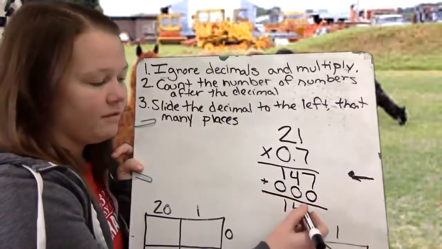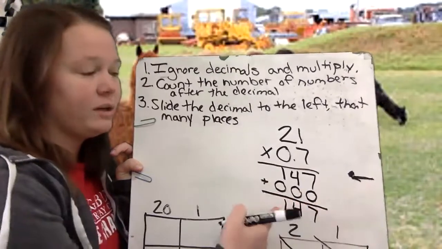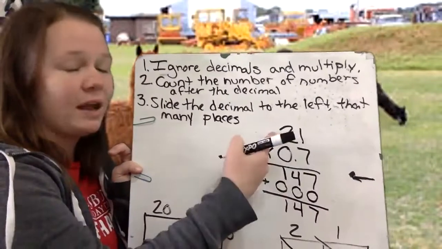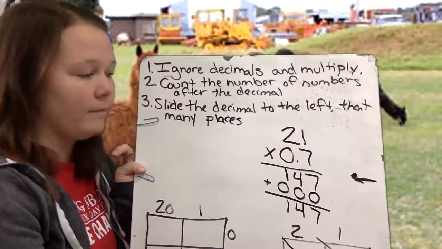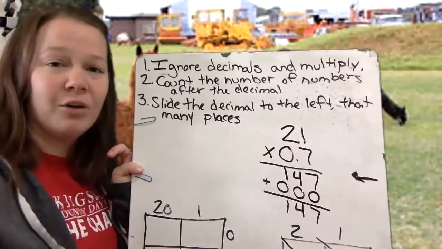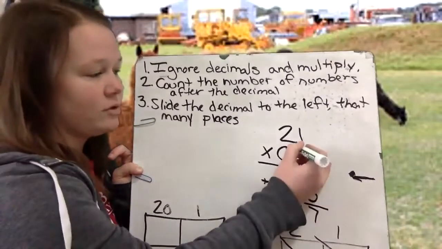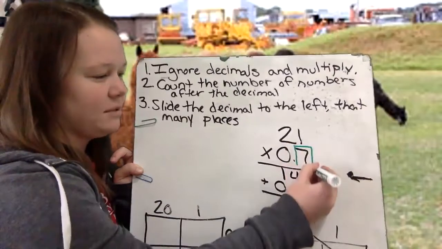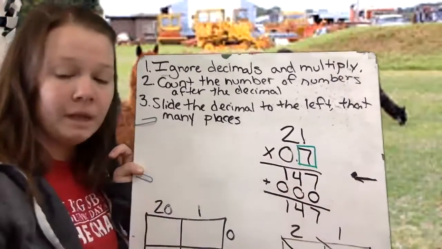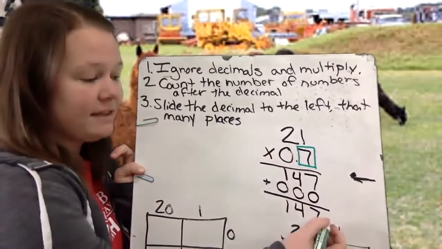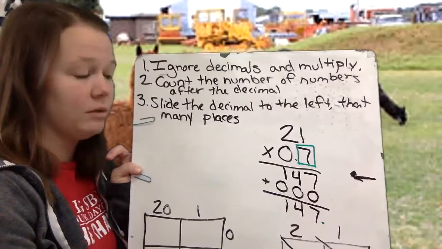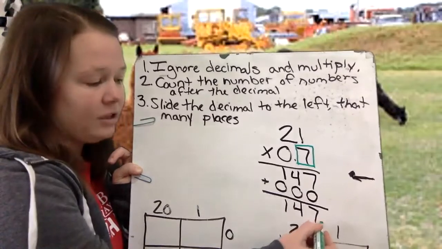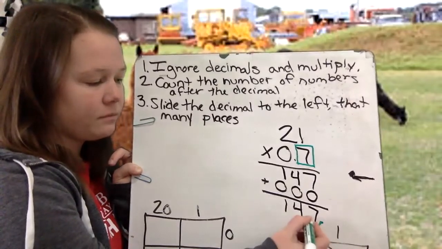So we have 147. Now we know 147 would not make sense because our answer has to be less than 21 if this number here is less than 1. So this is where you have to count the number of numbers after the decimal. So how many numbers do we have after the decimal here? There's 1. So that means that we've got to slide this decimal that's currently sitting over here. It's an imaginary decimal that we don't write. We have to slide it over 1 spot to right there.